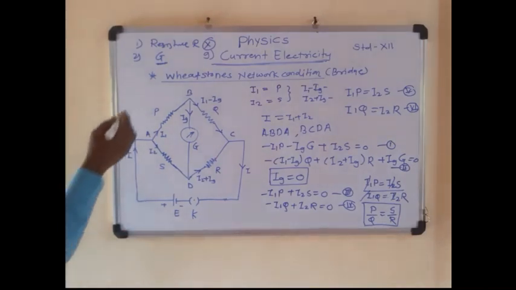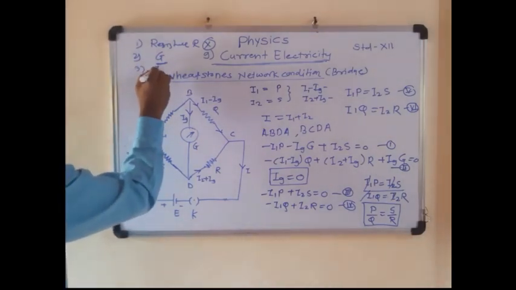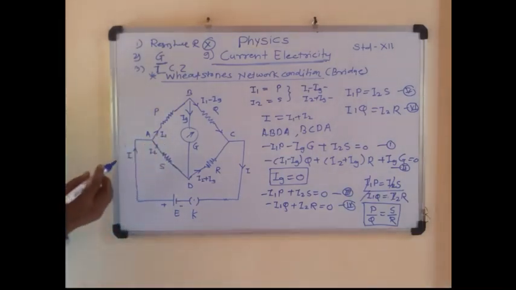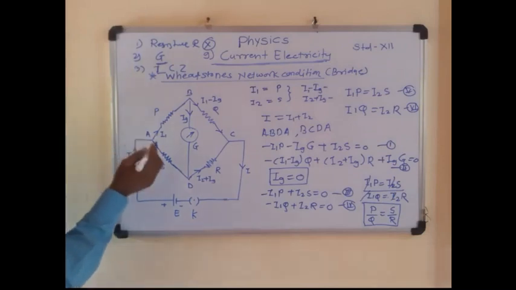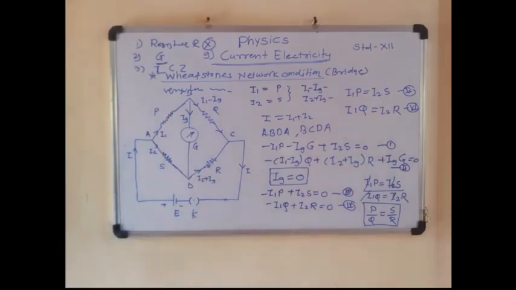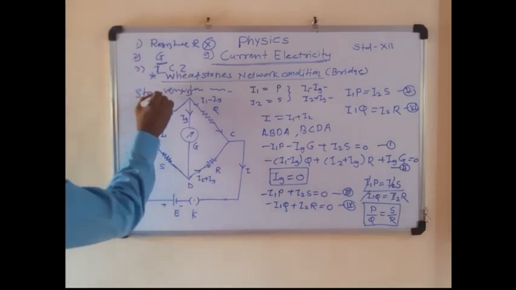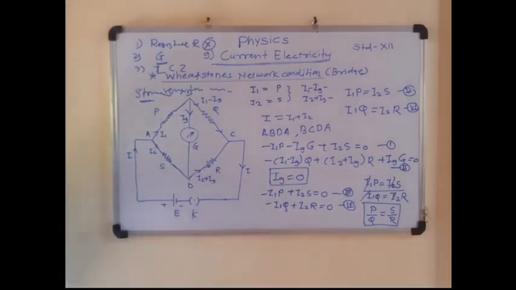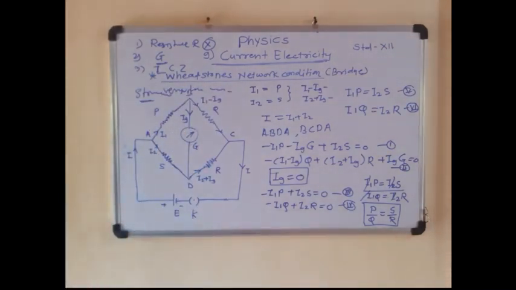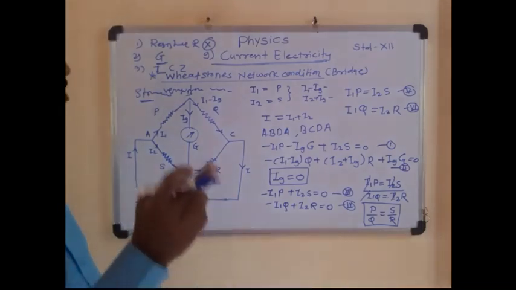Next, it is also used for measurement of inductance, capacitance and impedance of the circuit. It is also used to measure very low resistance. Very low resistance can be measured with the help of Wheatstone's bridge, and lastly it is also used for strain measurement. We use the Wheatstone's network. Today we will stop here, and in the next part we will discuss Wheatstone's meter bridge.